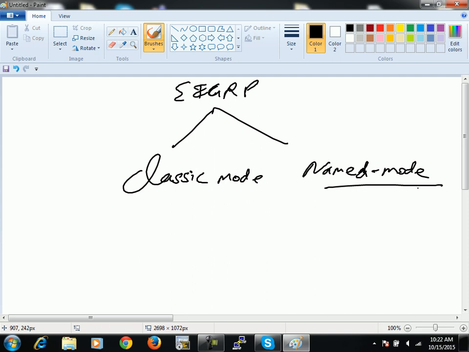In named mode, we have lots of features as compared to classic mode. We do not have those features available in classic mode, but of course we have them in named mode, right? So I'll be discussing all those differences between classic mode and named mode, because there are some features which are available in named mode but not in classic mode. So I'll start from classic mode. So let's start it now.